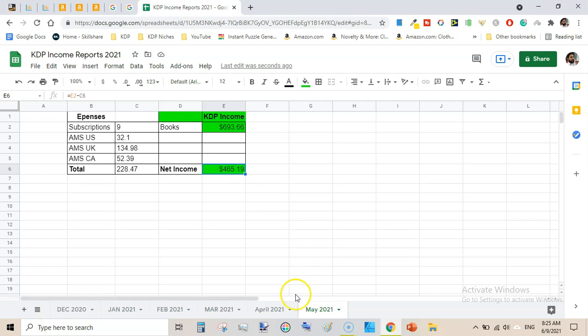So let's have a look at April. During the month of April I spent less on ads, and I also made less in royalties, and overall my net income was 451. And when we compare it to May, you can see here my ad cost is going high, but income is almost $100 higher than the month of April.